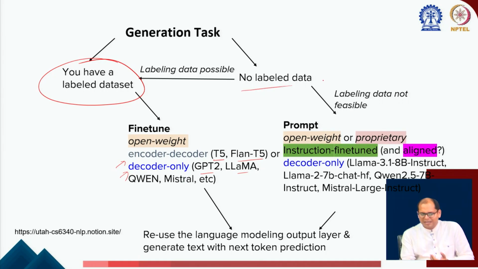But if you do not have a labeled data set, then if you can label, you would do labeling and then go via this route. But if you cannot label, you can do prompting, and you can prompt the open weight models or models that are very large, where you can still do few shot prompting. So all these decoder only models, typically Llama and Mistral, you can prompt with this. Whenever you are using encoder decoder models or decoder only models, you are generating the summary one word after another. You can simply use the language modeling output layer and keep generating the next tokens as your summary. That's a simple auto-regressive generation.